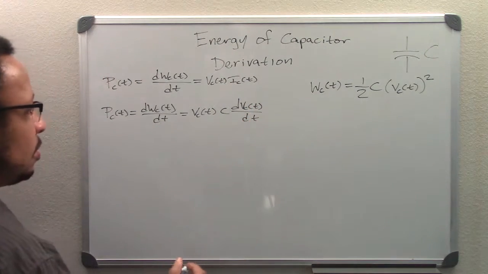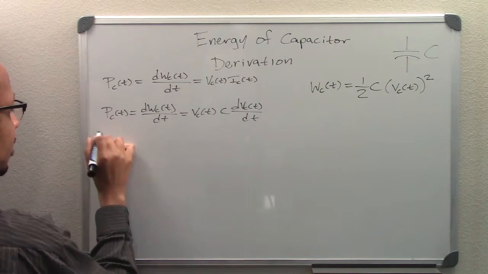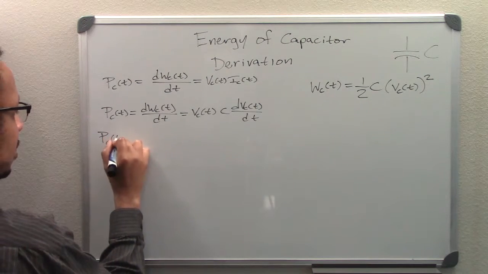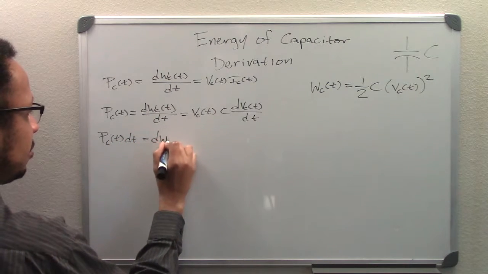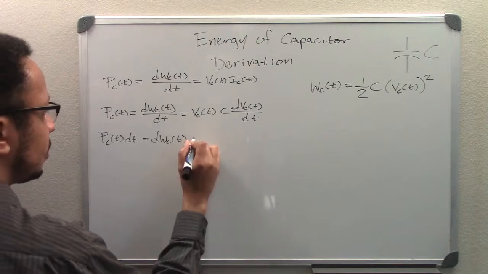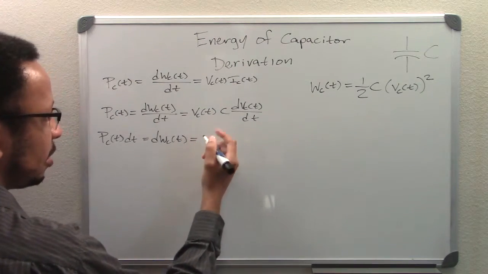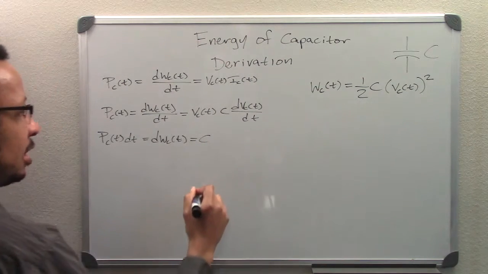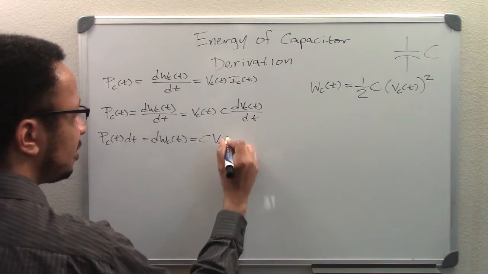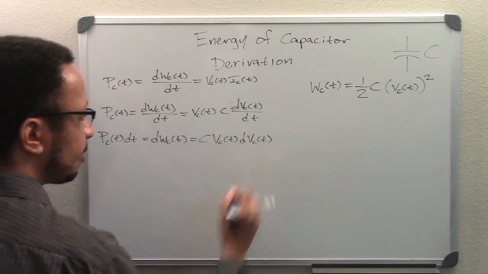Next, we will multiply by dt, and effectively that gives us Pc of t dt equals dWc of t, which equals, and we'll bring the capacitance value C out in front, C times Vc of t dVc of t.